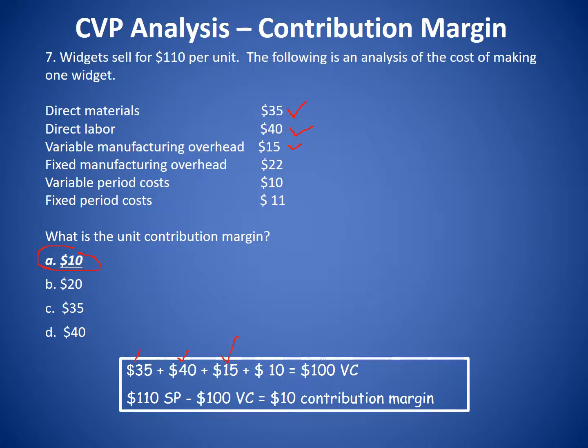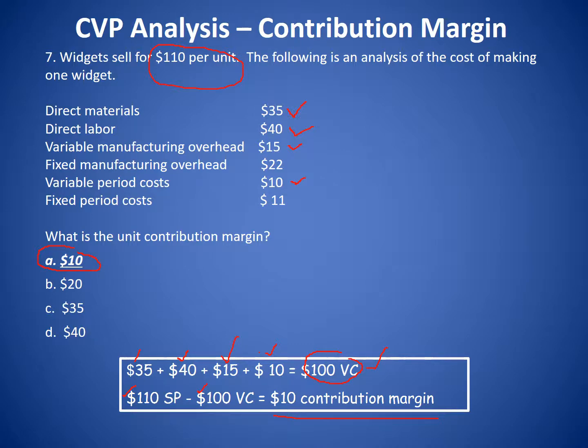Then we look for any other costs that are variable, and we see variable period cost at $10. So we include that. And after that, we don't see any other variable costs. So we add up those costs, and they come up to total variable cost of $100. Okay, we know our selling price is $110 a unit, minus our variable cost of $100, which we just calculated above, equals the contribution margin then of $10 a unit, and that is our answer, $10 a unit.